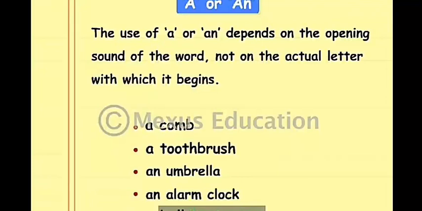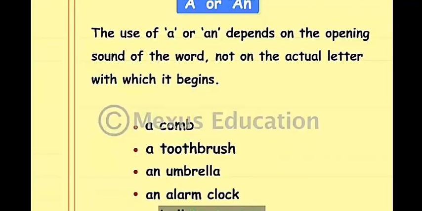So what is the use of A or N? The use of A or N depends on the opening sound of the word. Means when we begin the word like a calm, c calm, a toothbrush. Umbrella, you always give the sound of A. Underground, A. Okay. Not on the actual letter with which it begins.